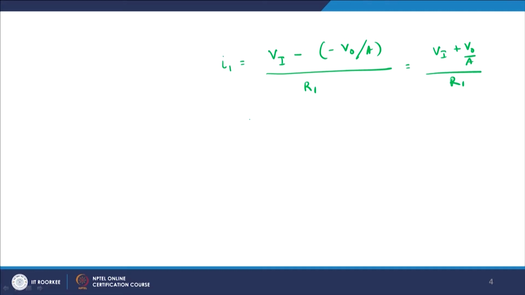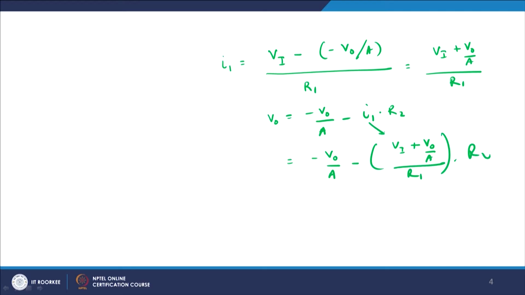So I get current I1 equals Vi minus V0 by A, divided by R1. Why V0 by A? Because the output voltage divided by A gives you the difference in the input voltage. So Vi minus that, divided by R1, is the current. So I get I1 equals Vi plus V0 by A, divided by R1. Now this I1 flows through R2, since R1 and R2 carry the same current. So I get V0 equals minus V0 by A minus I1 into R2, and therefore I get minus V0 by A minus (Vi plus V0 by A) divided by R1 into R2.